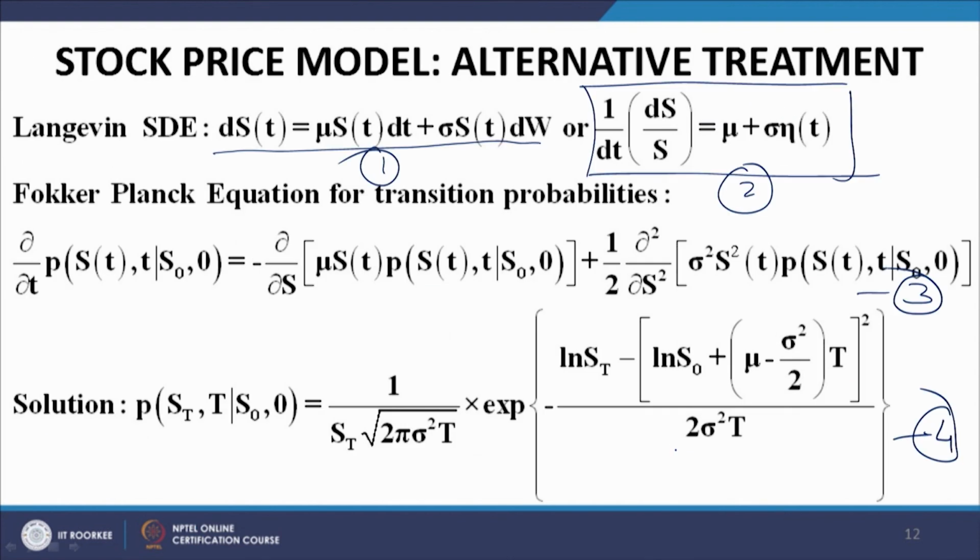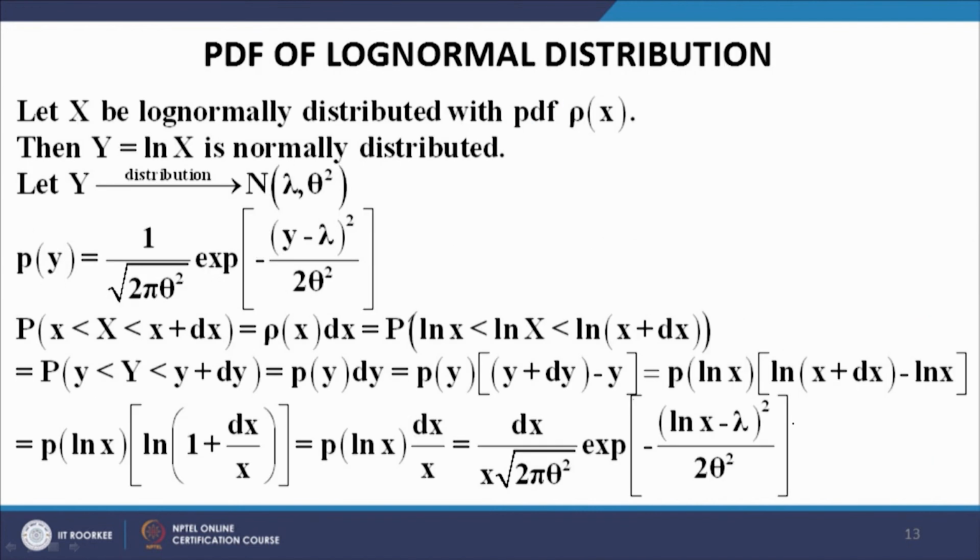And here again we find that the probability density function for transition probabilities turns out to be the one that we have for the log normal distribution, showing again that the stock price at finite times or over finite intervals follows a log normal distribution. This gives you the PDF of the log normal distribution. Again, I will not devote time to this. This is a bit of a digression.